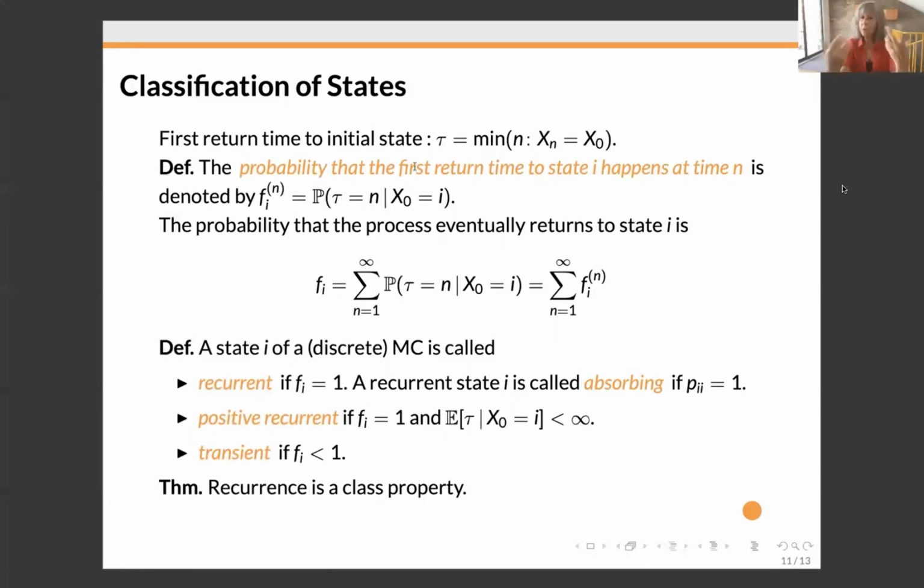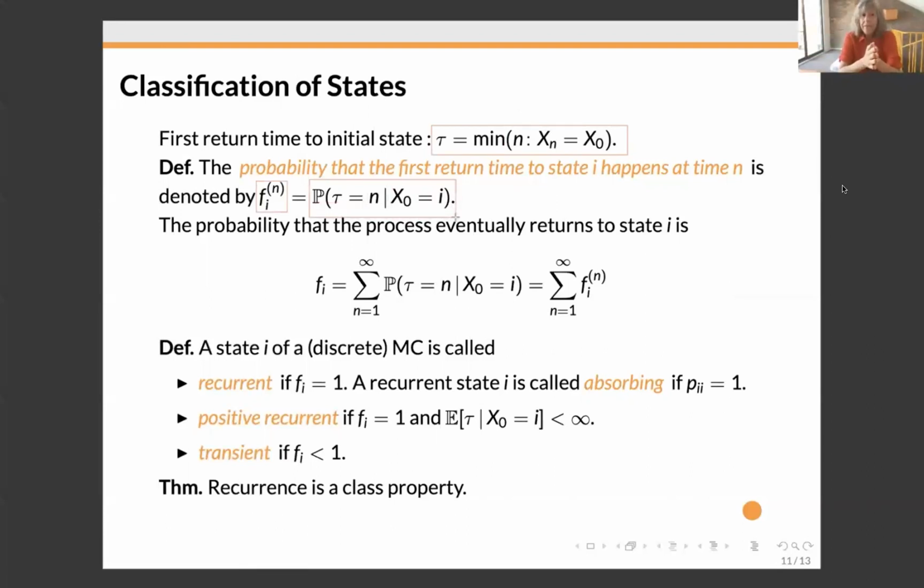First, we look at the following quantity. The first return time to the initial state is defined as a random stopping time adapted to the Markov chain, as we've seen in the basic probability chapters. The following definition is important. The probability that the first return time to state i happens at step n is denoted by f_i^n. So this is basically just the probability that this first return time is equal to n.